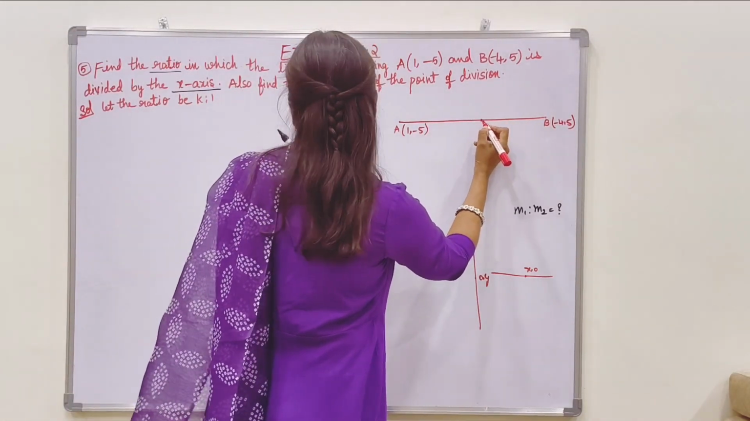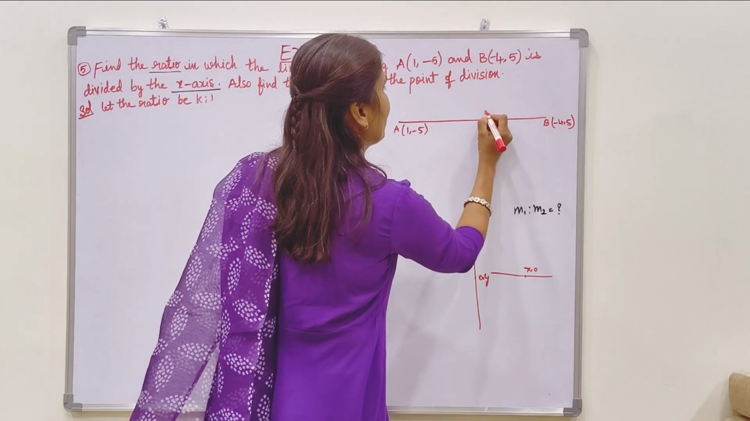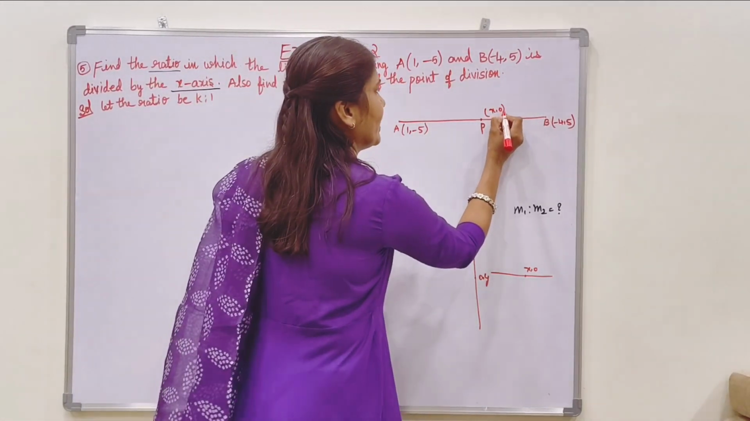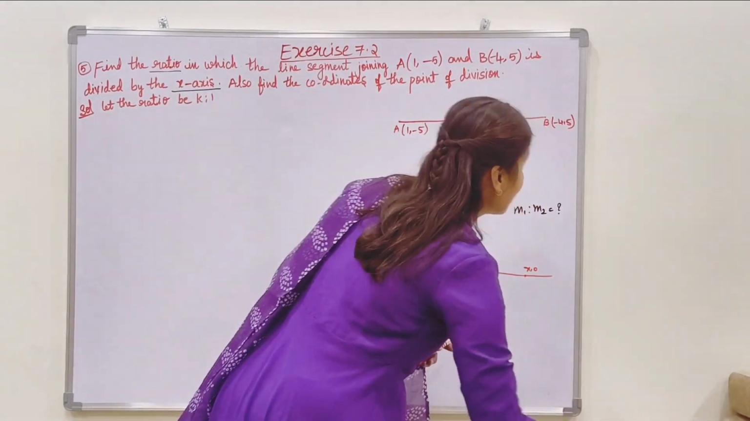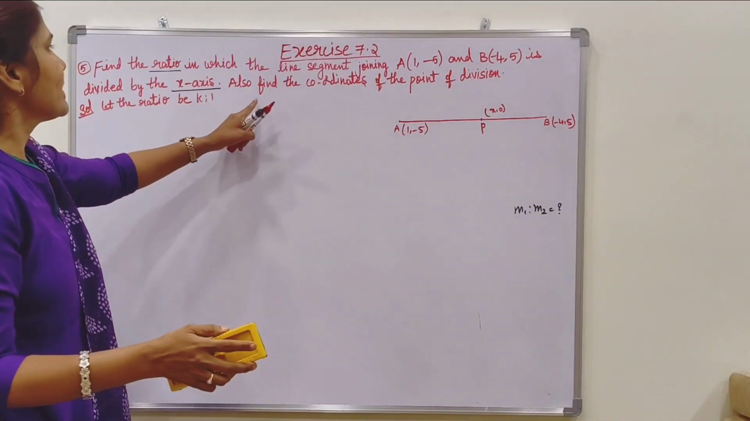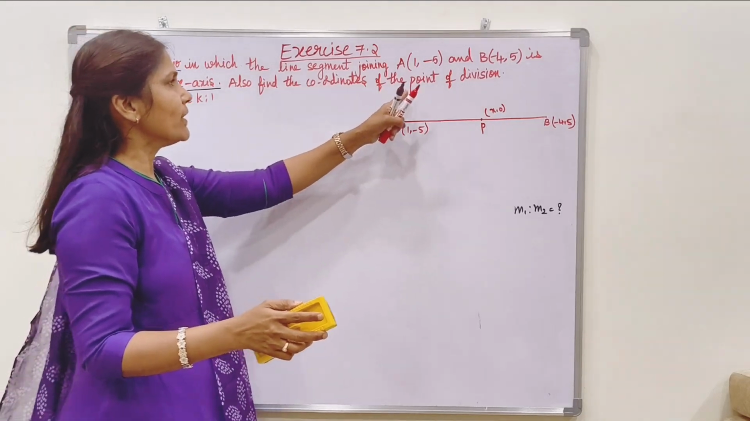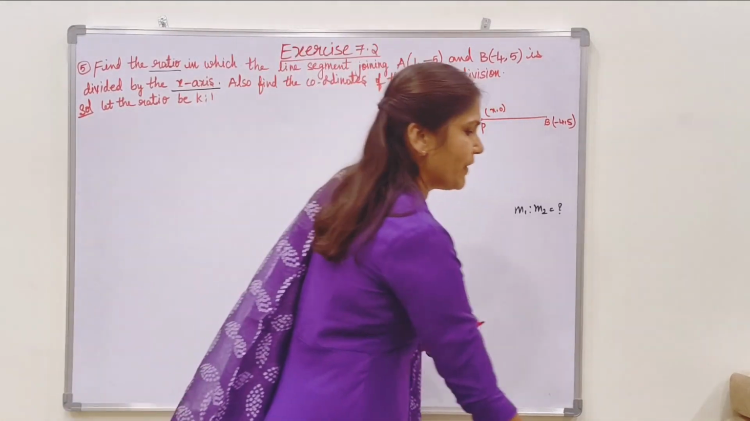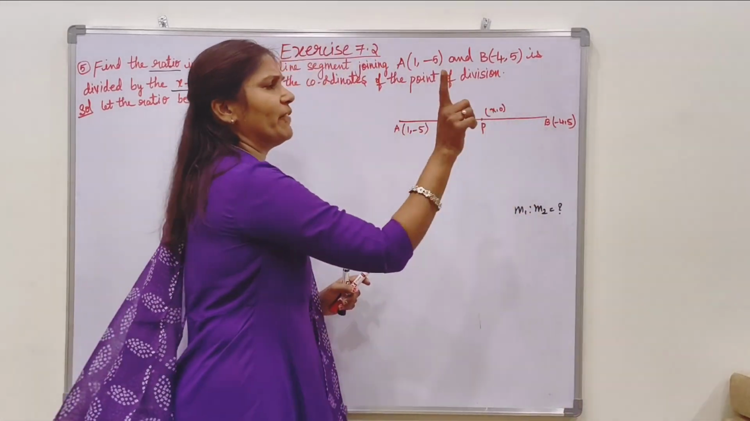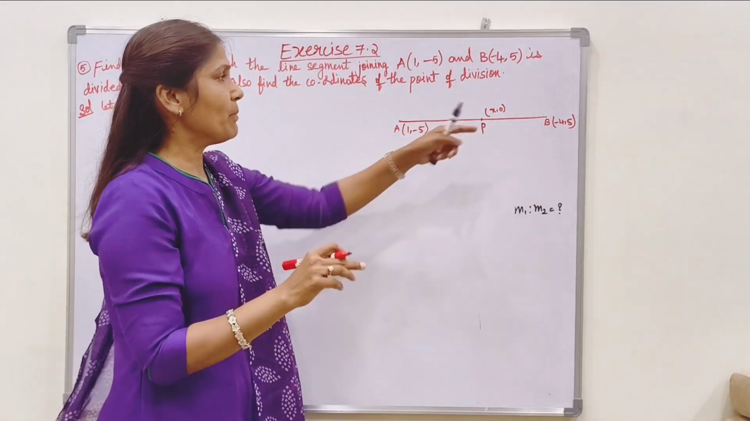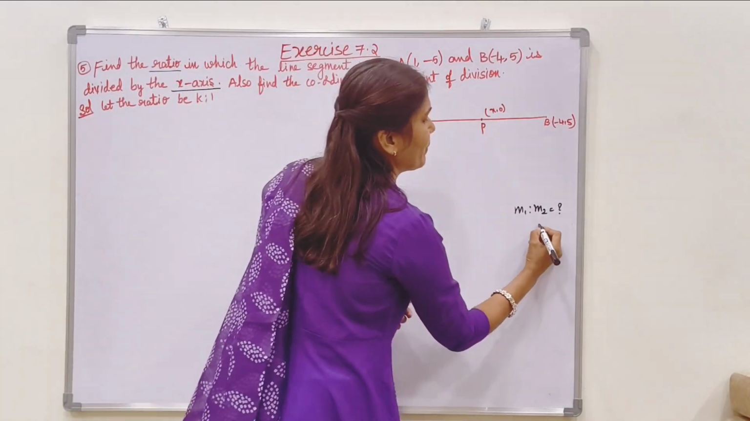See here, x-axis means here it is divided on the x-axis. What are the coordinates? We will give one name. Here I am giving P. This coordinates, one number and 0. On the x-axis coordinates, x, 0. Now see here, also find the coordinates of the point of division. This division point coordinates we have to find. Already one number you know. One number is 0. So we have to find one more, the x value.